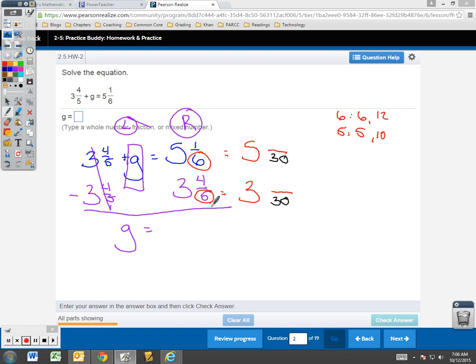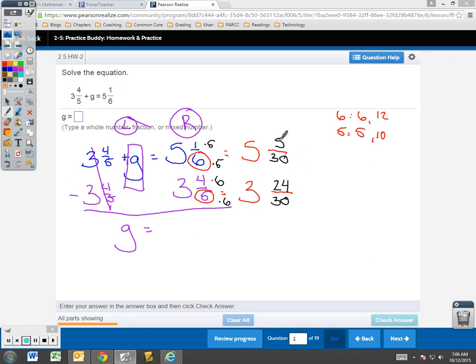Now, what did you multiply 5 by to get 30? You multiplied it by 6. So you multiply the 4 by 6 and get 24. What did you multiply 6 by to get 30? You multiplied it by 5. Let's multiply this by 5. 1 times 5 is 5. Now, it's nice we have the same denominators, but I cannot take 24 from 5.